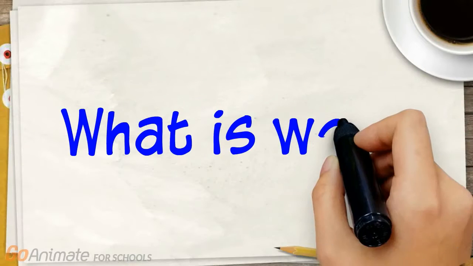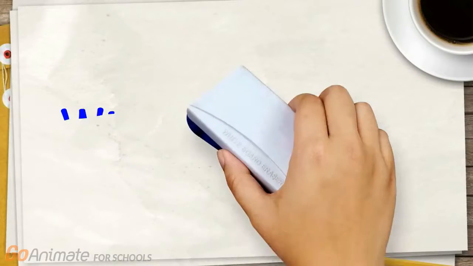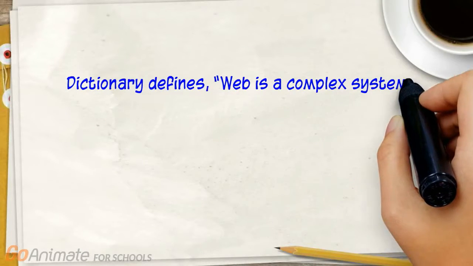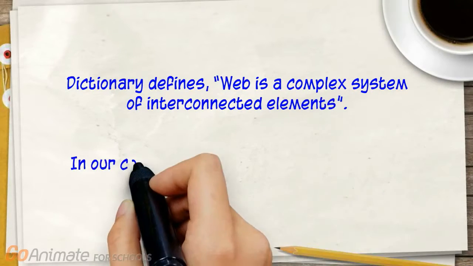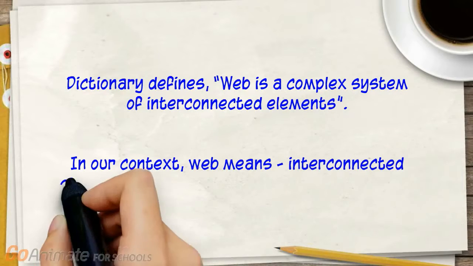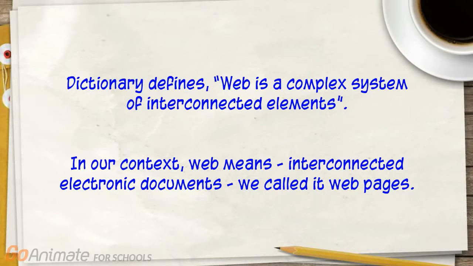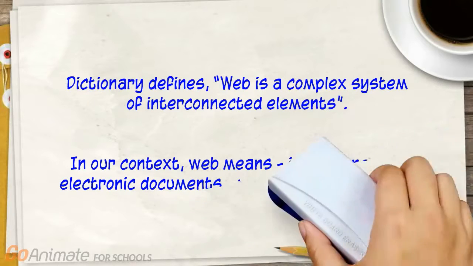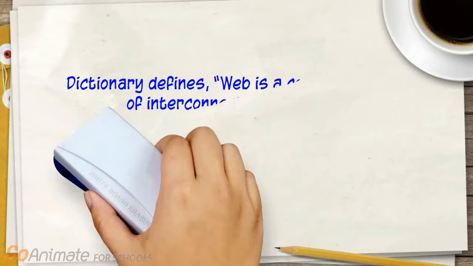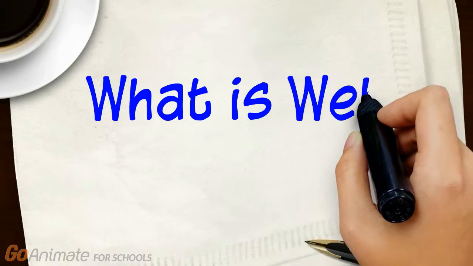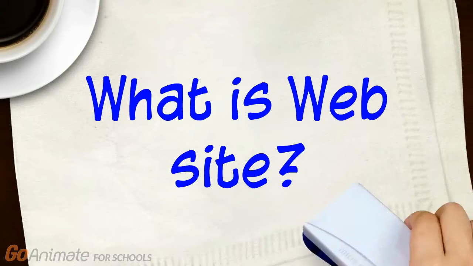Let's learn what is web. Dictionary defines, web is a complex system of interconnected elements. In our context, web means interconnected electronic documents. We call it web pages. Then, what is a website? Let's learn that now.